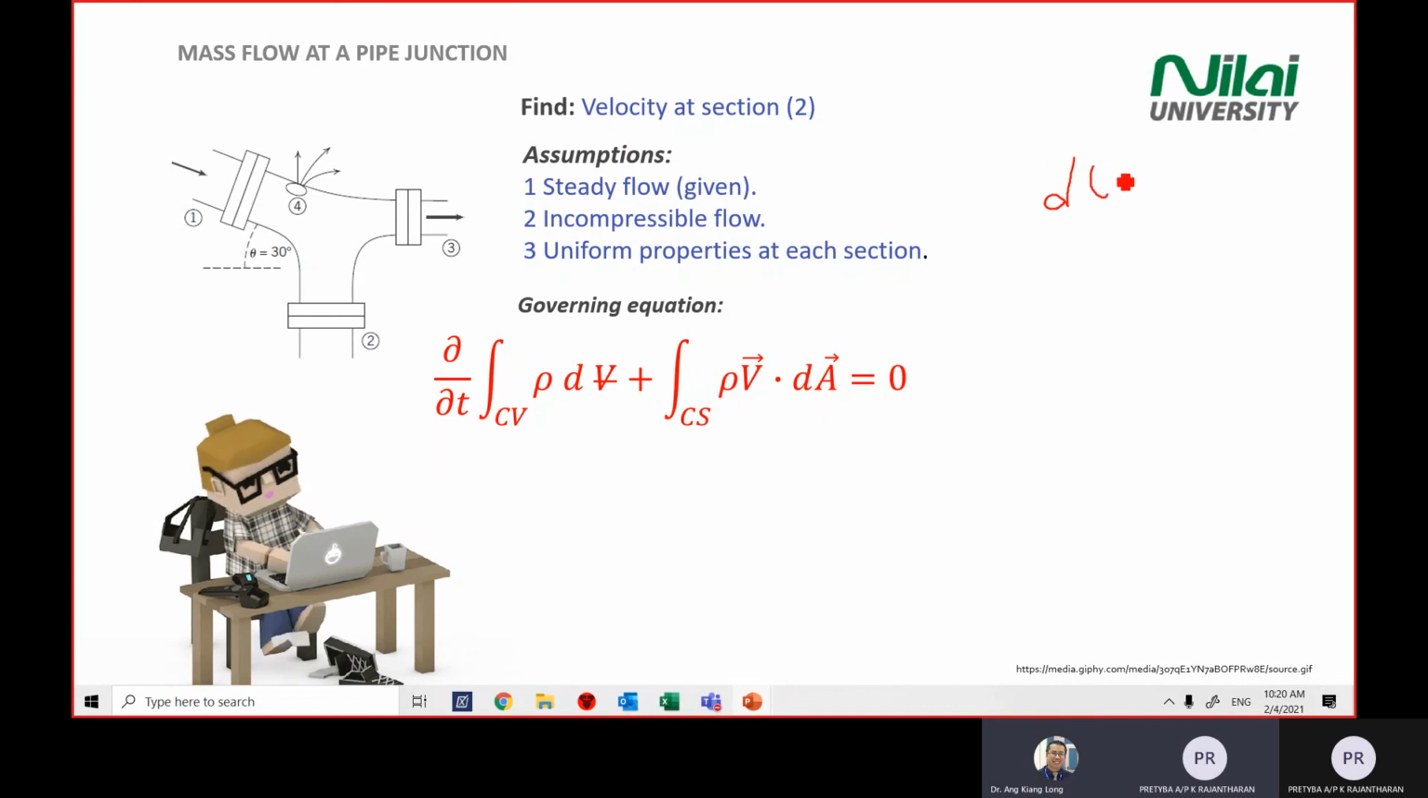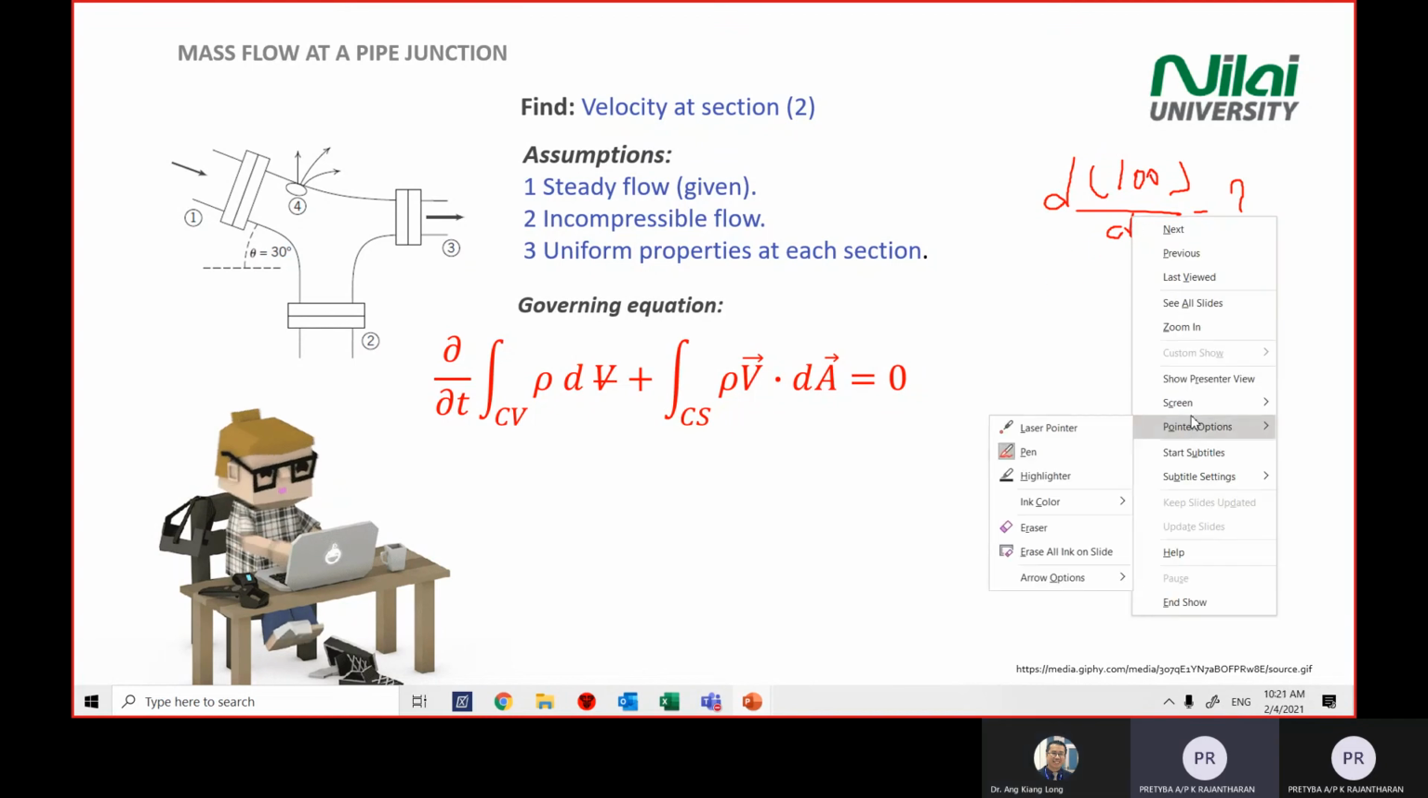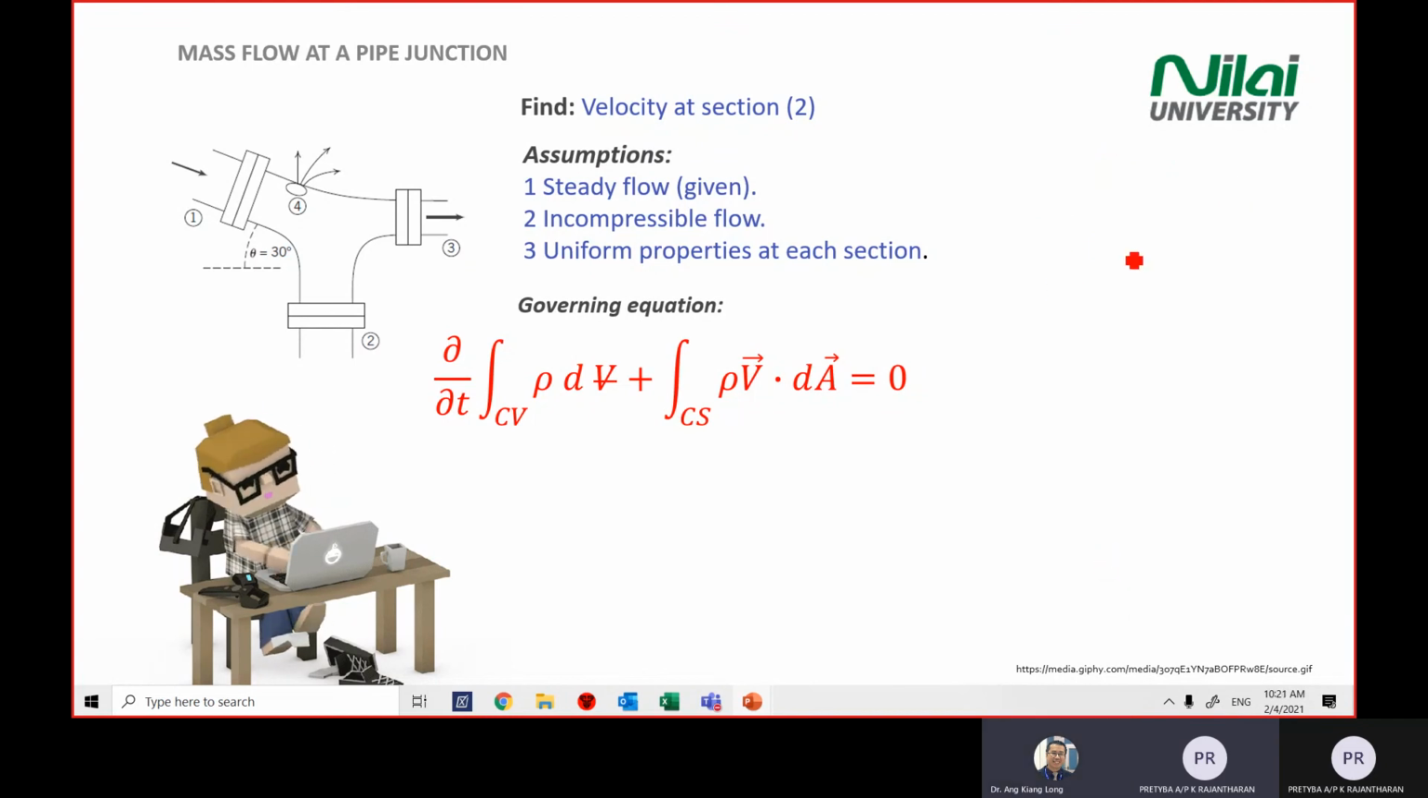Let's say I give you d(100)/dt. What value do you get? 100t, sir? When you differentiate a constant value, 100? 0, 0, 0. Okay. You need to polish up your mathematics. When you differentiate a constant value, you get 0.